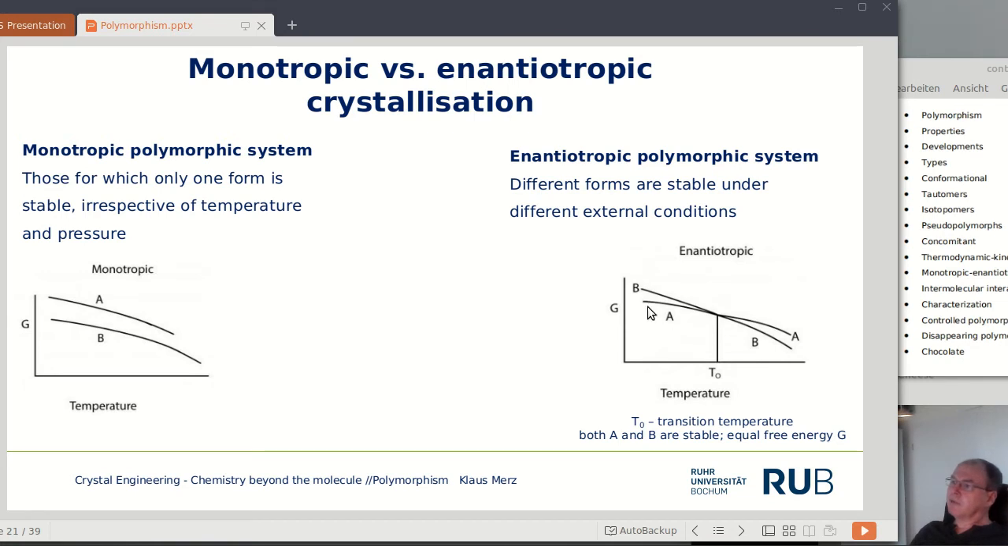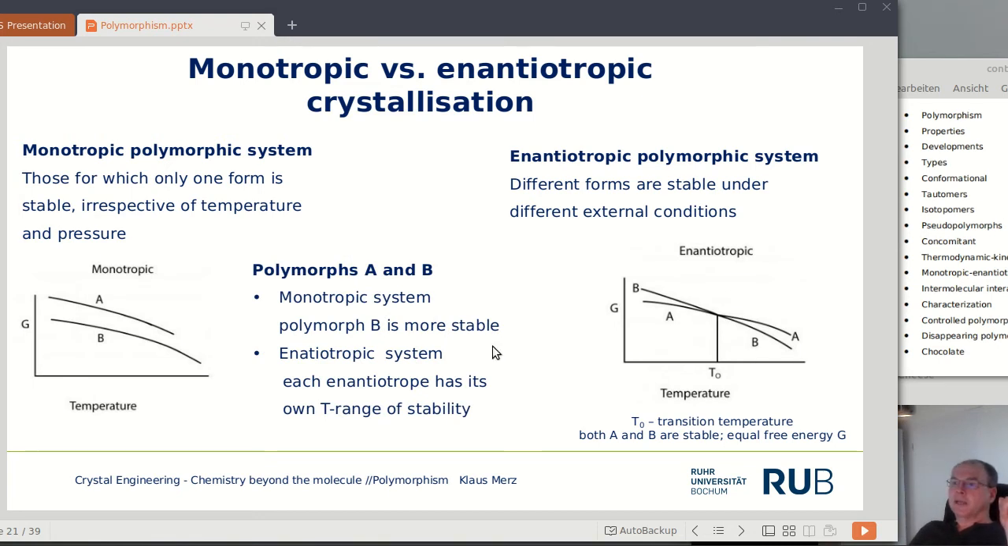Have a look at the curve. B is going here and A is going here. You see, in this case, at low temperature polymorph form A is stable, and at higher temperature polymorph B is the stable form. And there's a transition temperature, one point, at which both polymorphs have the same stability, or the same free energy.